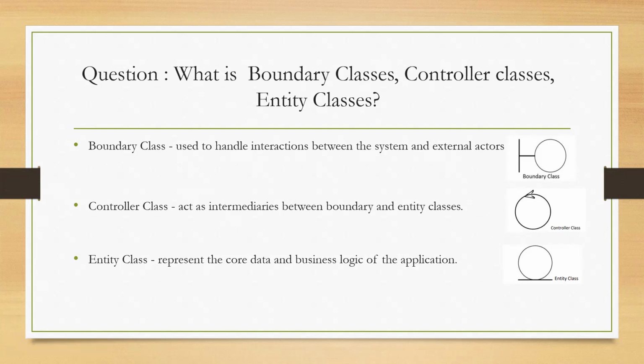For example, in prep 1 part 2 you went through three-tier architecture, right? In the three-tier architecture you find the presentation layer, the application or business logic layer, and the next one is the data layer. In the same way, the boundary class, controller class and entity class act similar to that three-tier architecture.